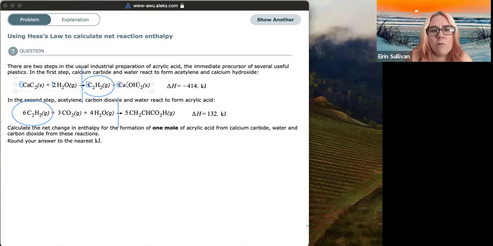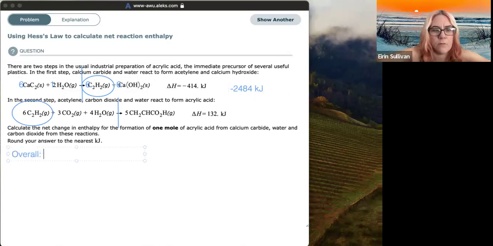Okay, so what does have to happen to our delta H? Well, that minus 414 is going to be times by 6, so that is minus 2,484 kilojoules. Times that by 6 as well. So then we should be able to add everything together to get our overall reaction. So we're just going to make sure that that balances out.